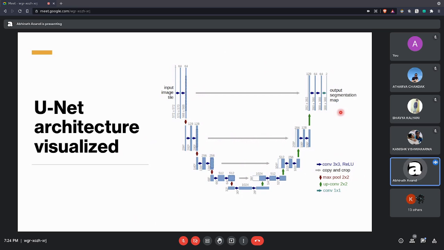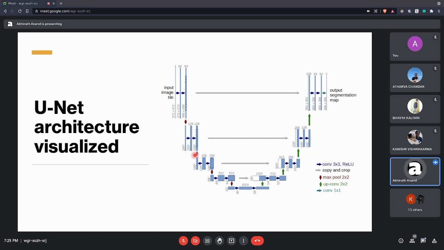So over here, the output segmentation maps were 388 by 388, and what they have done is they've taken the same size crop from here, a central crop of some sort, and they've just copied that, and concatenated it to the output from the previous layer of this decoder mechanism.